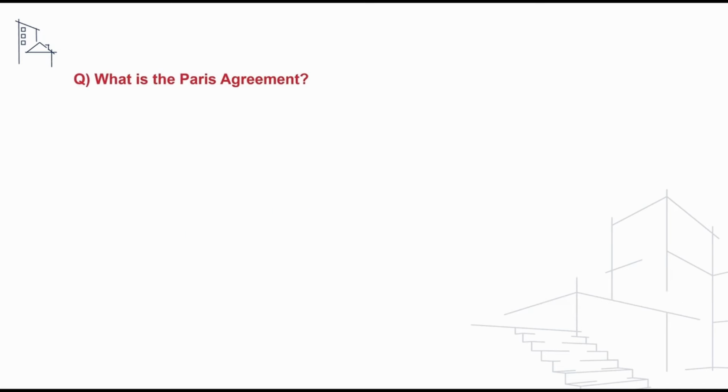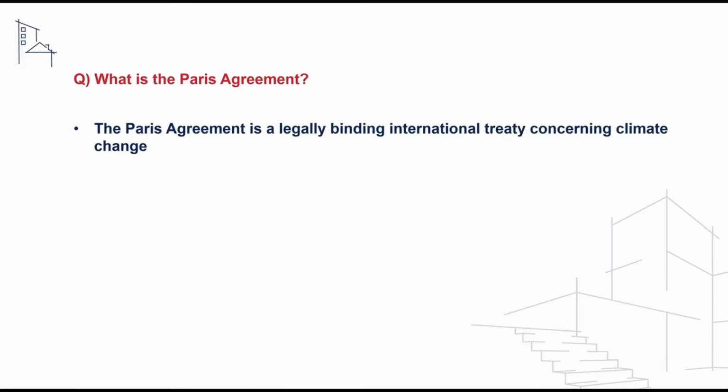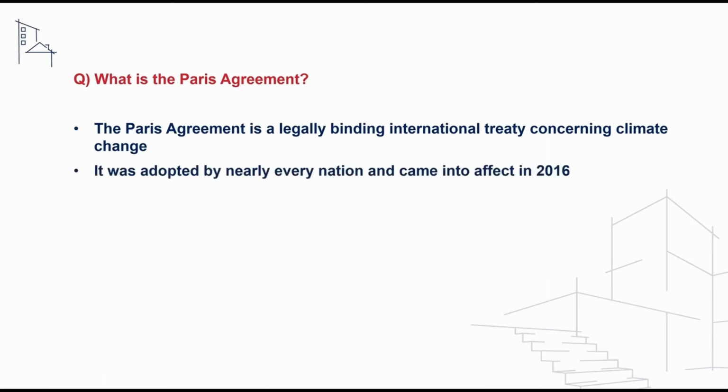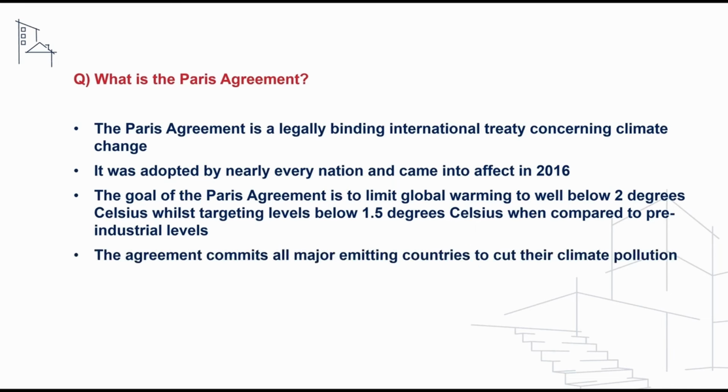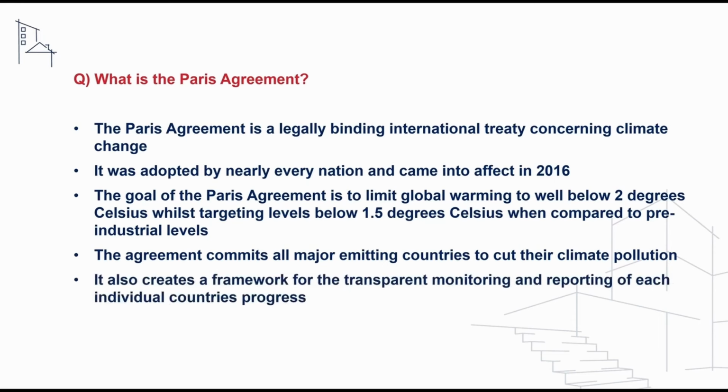The next question we'll take a look at is checking our understanding of the Paris Agreement. To address this, we can say that the Paris Agreement is a legally binding international treaty concerning climate change. It was adopted by nearly every nation and came into effect in 2016. The goal of the Paris Agreement is to limit global warming to well below 2 degrees Celsius whilst targeting levels below 1.5 degrees Celsius when compared to pre-industrial levels. The agreement commits all major emitting countries to cut their climate pollution, and it also creates a framework for the transparent monitoring and reporting of each individual country's progress.